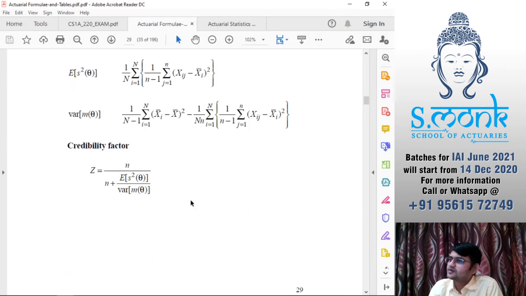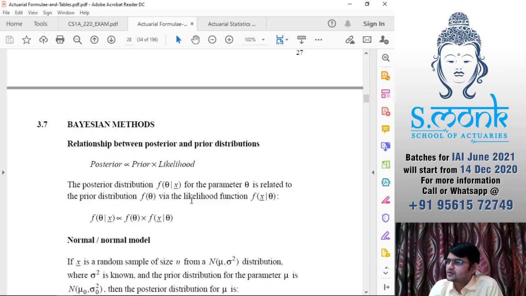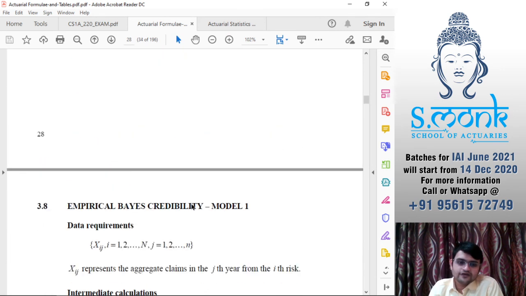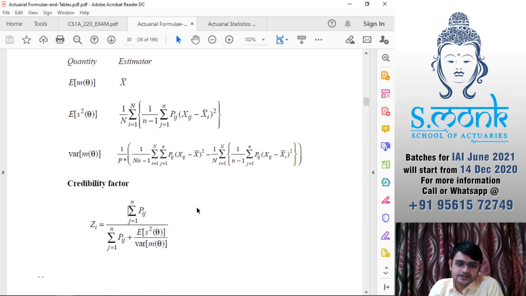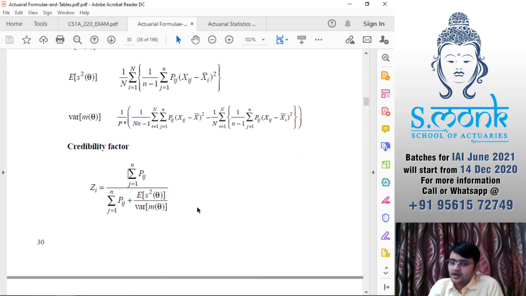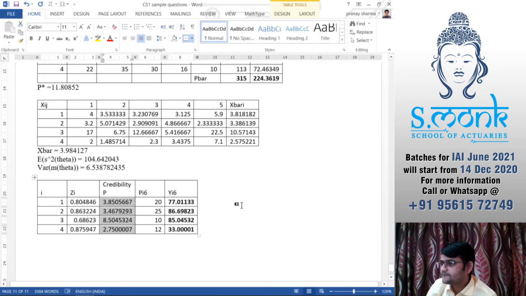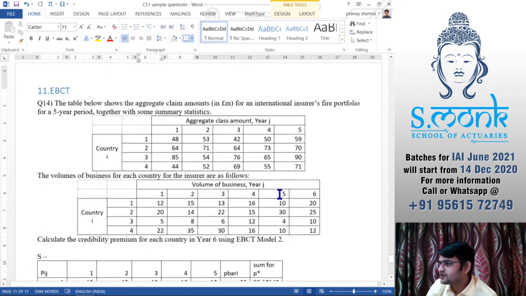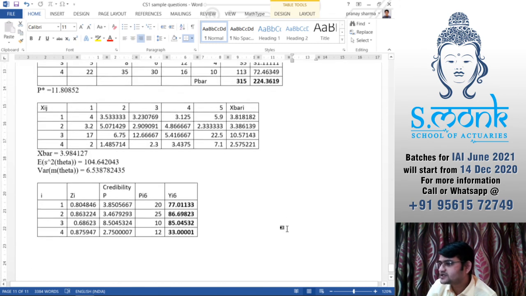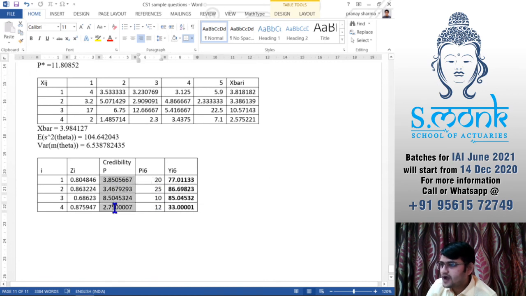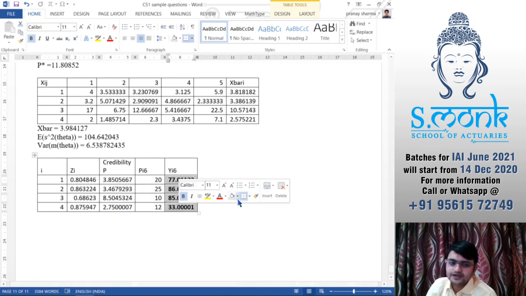Anyways, we know what our phi is. Phi is nothing but our z into x bar plus 1 minus z into mu, where mu we take as our E of M theta. So that becomes our credibility factor. Then this Pi of 6 year, we have taken that and just multiply that to your phi, and that gives you nothing but yi6.